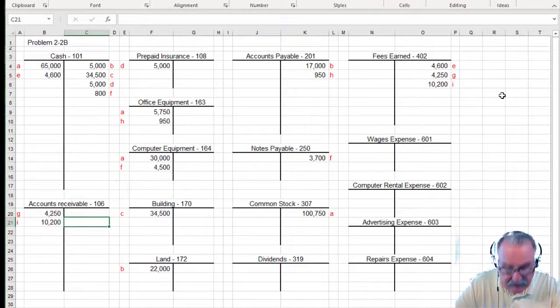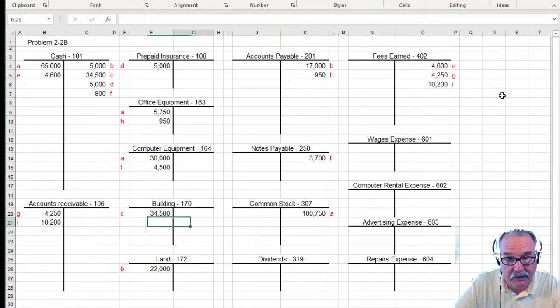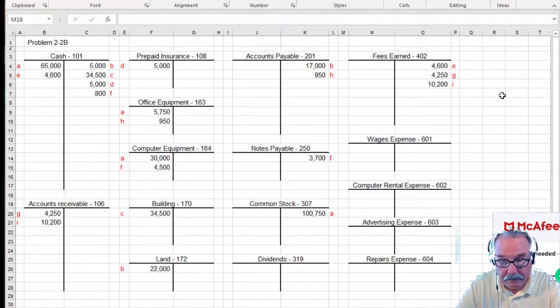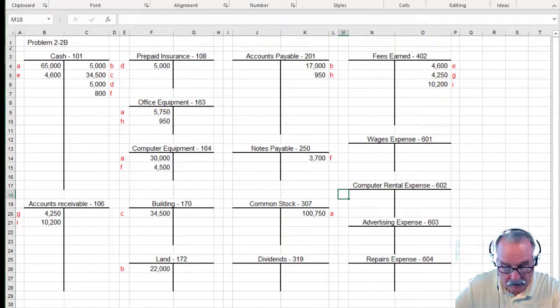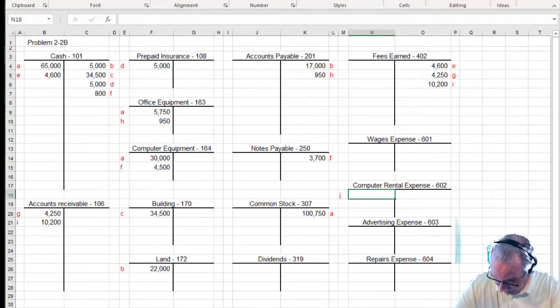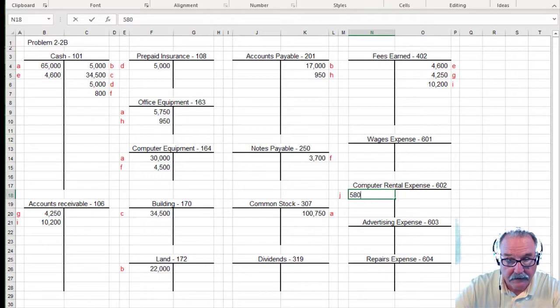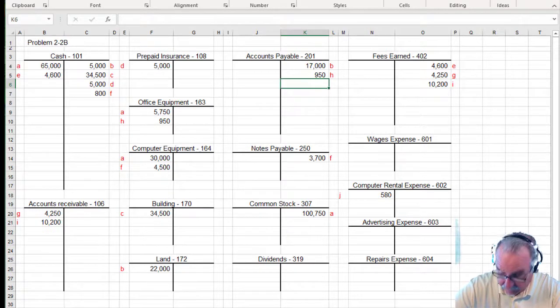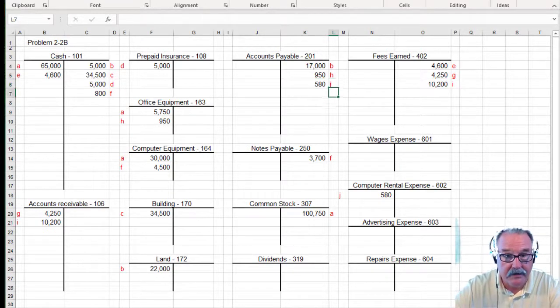J, we received a bill for computer rent. We didn't pay the bill, we just received the bill. So we're going to put this into accounts payable. So we're going to debit computer rental expense. This is J. We're going to put it in computer rental expense. This is transaction J, $580. And we're going to credit accounts payable for $580. This is transaction J.